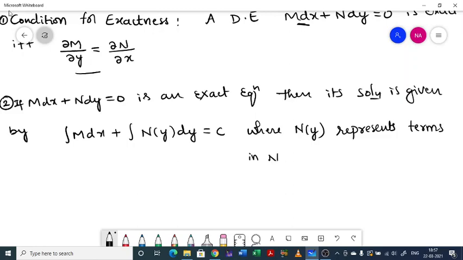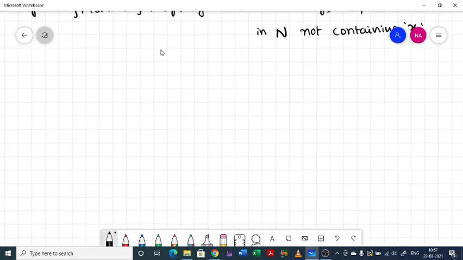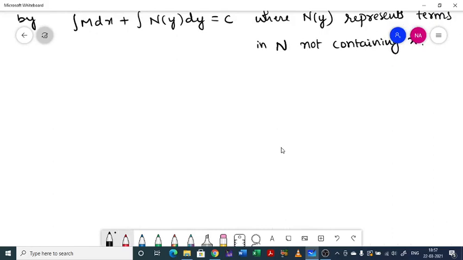Terms in N: you have to look into the terms of N not containing x. That is most important. So the solution of any given exact differential equation is integral M dx plus integral N of y into dy equal to c, where N of y represents terms in N not containing x. So this is actually the formula to write the solution of a given exact equation. Next we shall discuss problems.